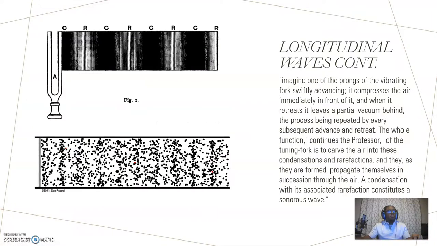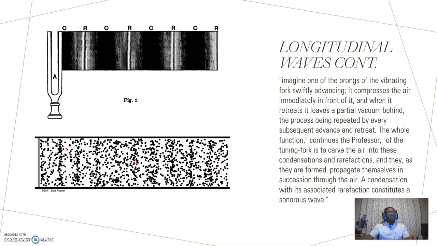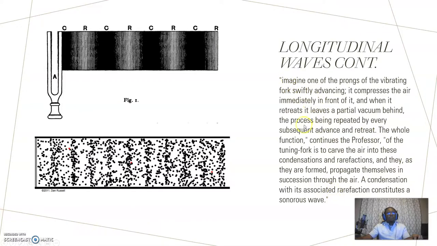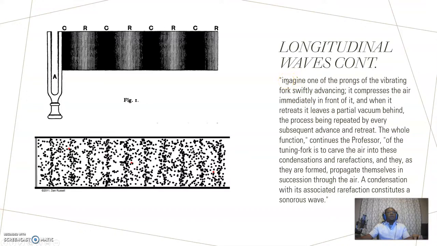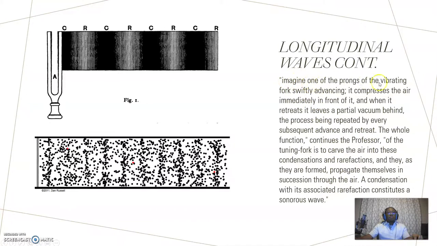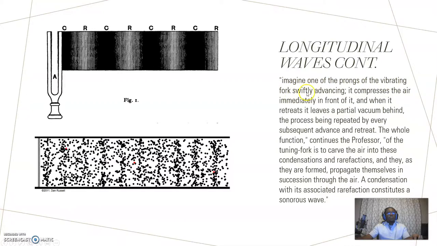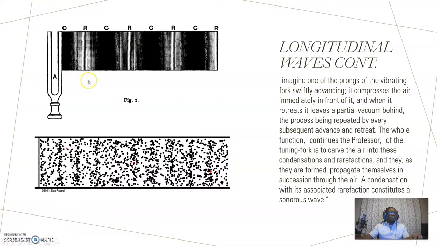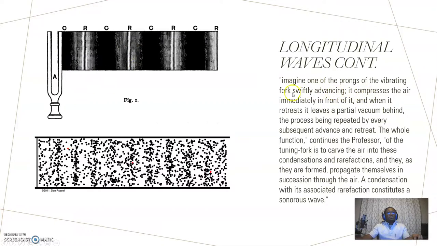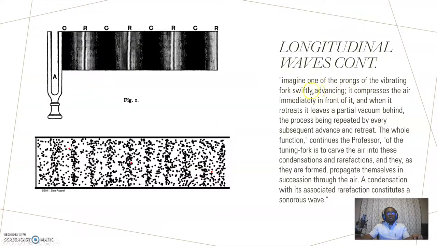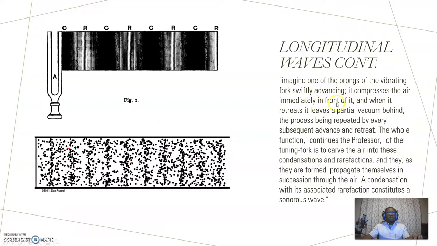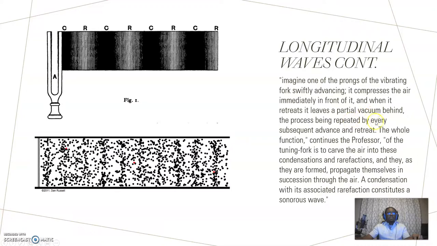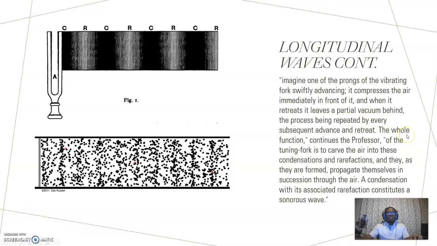To see a little more of this in action and have this explained more clearly, I've taken a quote from an article that I was reviewing, and it says to imagine one of the prongs of the vibrating pitchfork swiftly advancing. So we have a graphic here of our pitchfork that I've also taken from the article. The prong of the fork swiftly advances, compressing the air immediately in front of it, and when it retreats, it leaves a partial vacuum behind, the process being repeated by every subsequent advance and retreat.